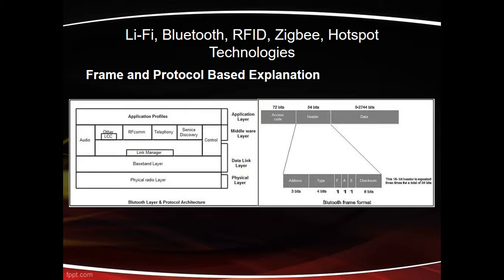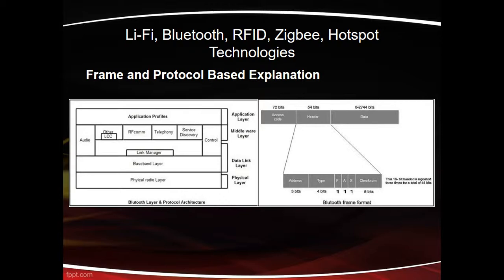The header is divided into address, type, F, A, S bits, and checksum. So what are those things? What is that checksum? We know that checksum is for error control, error detection and correction. Here it is an 8-bit field to detect errors in the header.